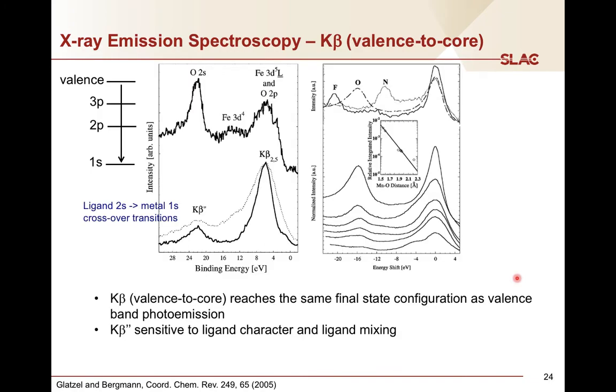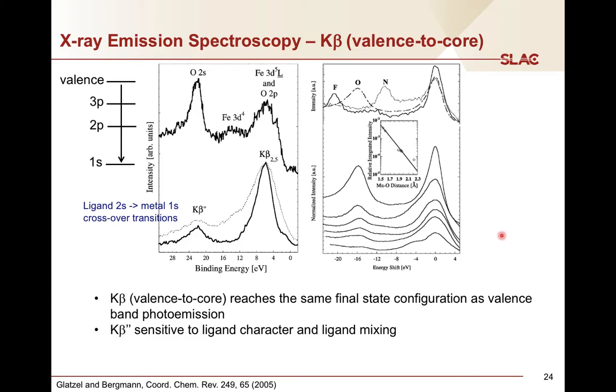And so let's go over it. Let's first think about what we do. So we excite a 1s into the vacuum, and the 1s gets filled by a valence electron. So in the final state, we have a hole in the valence, which is exactly the same final state configuration that you can reach in a photoemission experiment.